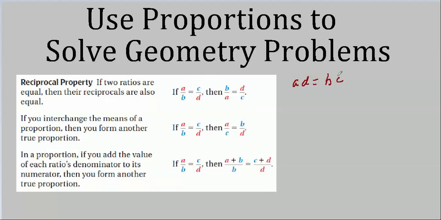Now, from this property, I think we can directly show that this statement is true. How do we do that? Well, I would multiply by 1 over a first. Multiply by 1 over a here and 1 over a here. Well, 1 over a times a is just going to be 1, so we get d on this side, and b over a times c on this side.